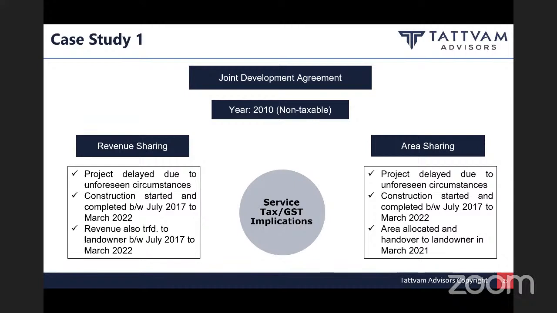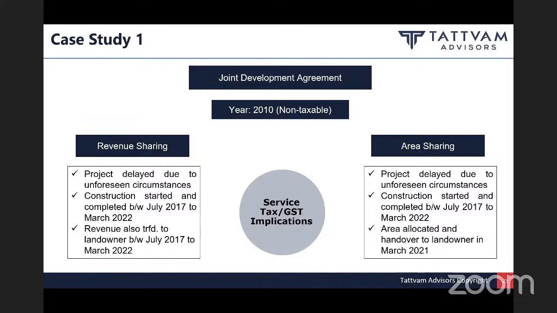First case study, the joint development agreement is entered in 2010. I transferred the development right to the developer in 2010. However, the developer has not constructed the project. There was a delay. He started constructing the project only after 2016. And he is also constructing it till now, and all the area allocation or the revenue allocation is being done in GST regime.